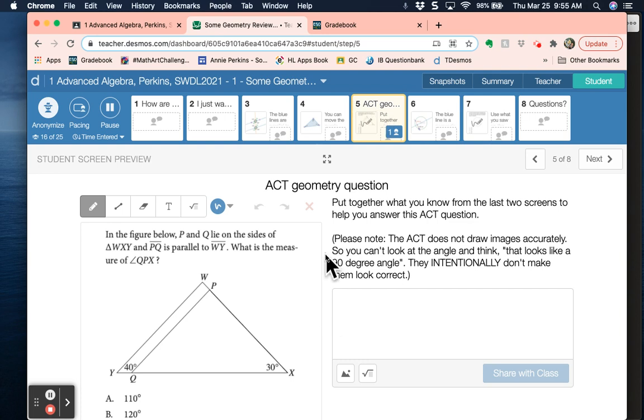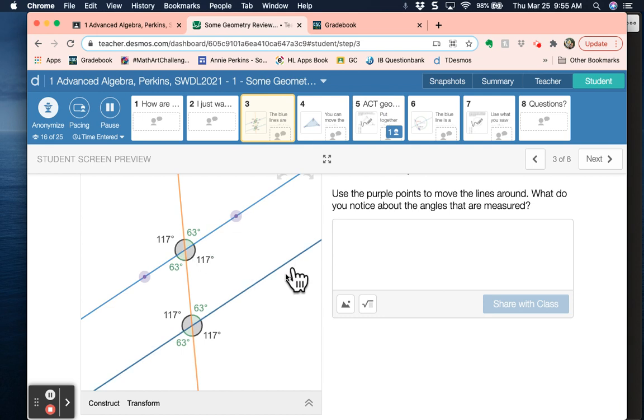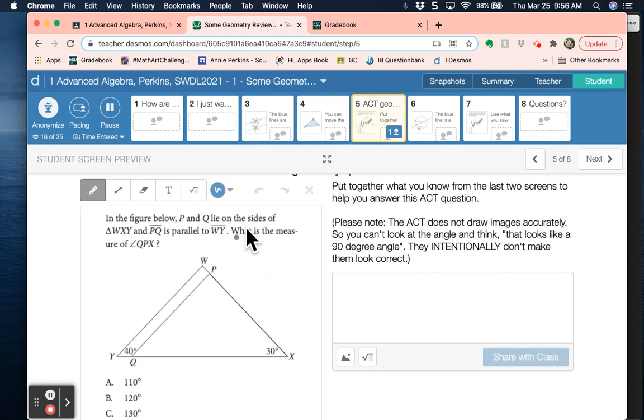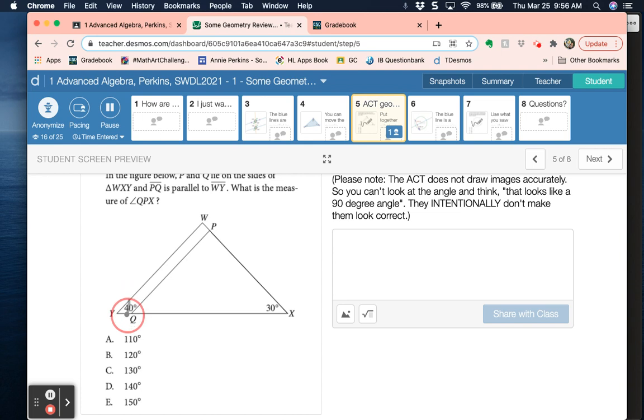Then here on screen 5, I have an ACT question for you. It says, in the figure below, P and Q lie on the sides of the triangle WXY, and PQ is parallel to WY. So that means that these 2 lines right here are basically just like the blue lines here. They're parallel, okay? What is the measure of QPX? They tell you that angle right there is 40 degrees. You should be able to tell that this angle is also 40 degrees.